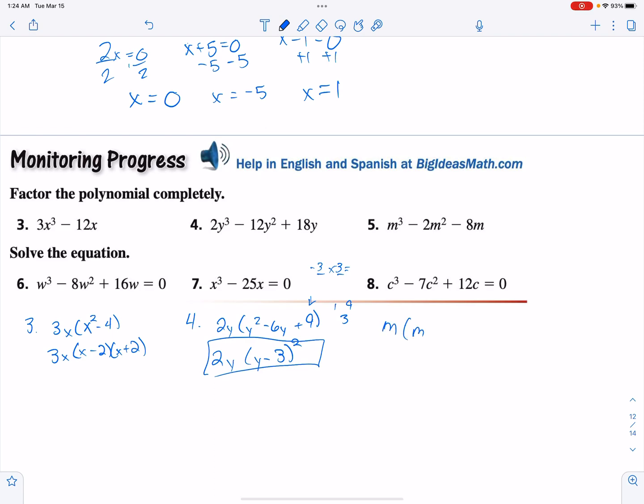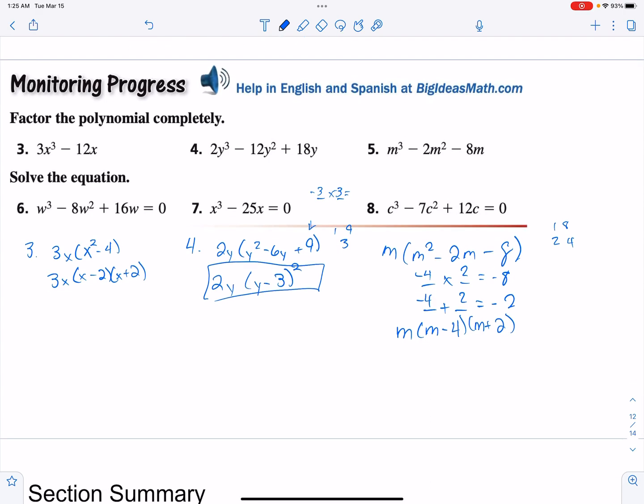Okay, next one, we can factor an m out. We're left with m squared minus 2m minus 8. Again, we want the multiples of 8 that add up to 2. So we have blank times blank equals negative 8. Blank plus blank equals negative 2. And we want negative 4 and positive 2. So we get m and then m minus 4 and then m plus 2.